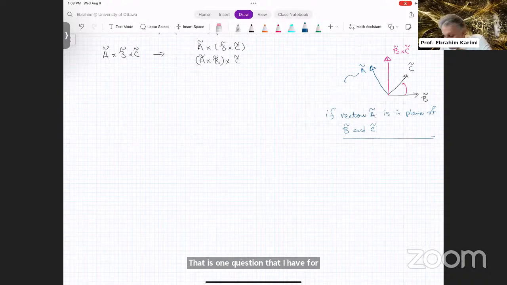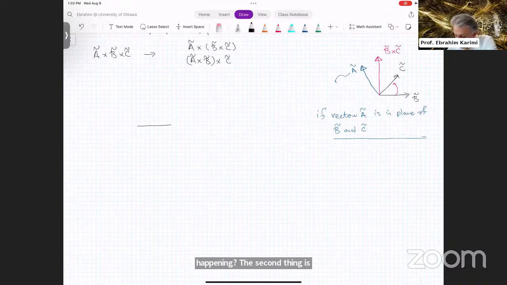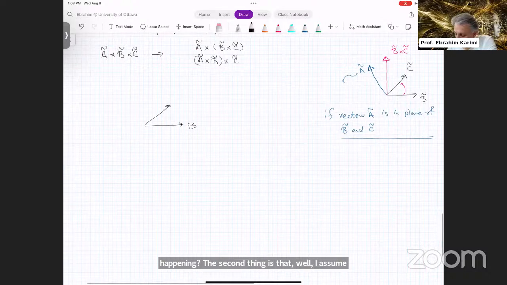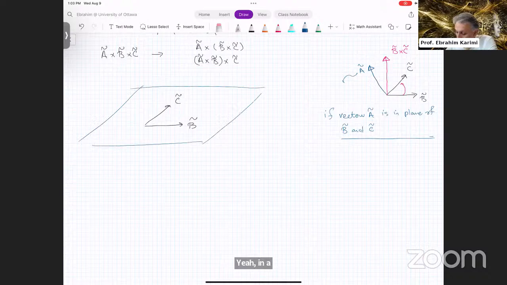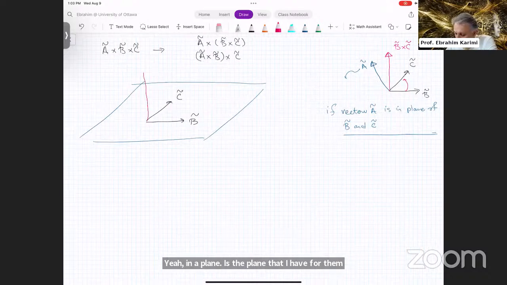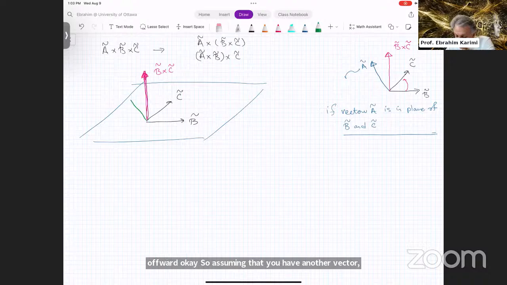The second thing is that I assume that vector B and vector C are in a plane. This is the plane that I have for them. And vector B cross C is orthogonal to this plane. That is B cross C, and the orientation is, as I say, upward. So assuming that you have another vector, any vector, like this, that's the vector A.